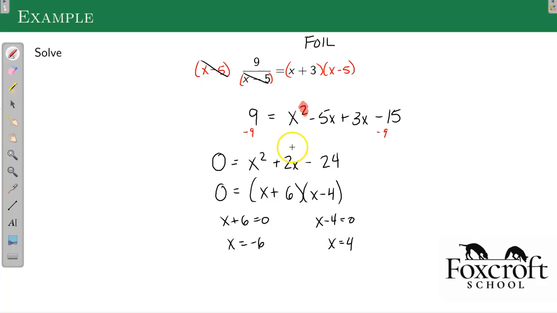I have to do one final check to make sure these make sense in the original problem, because not everything makes sense for rationals. And as long as x isn't 5, I'm good. So these are both my final answer. Negative 6 and 4 both solve this problem.